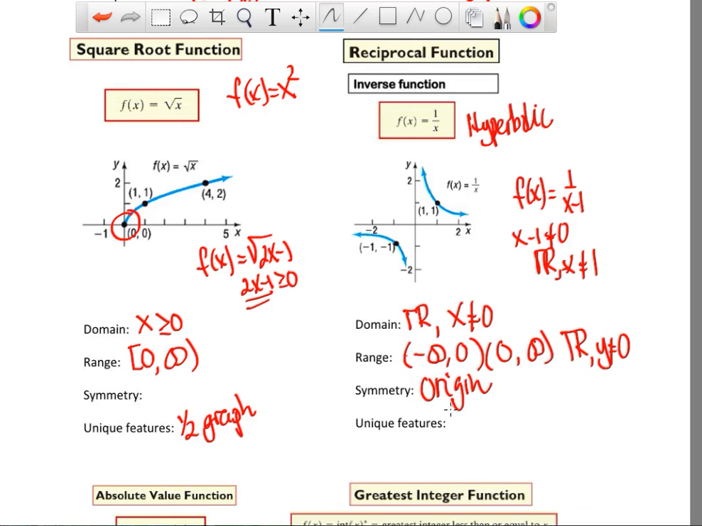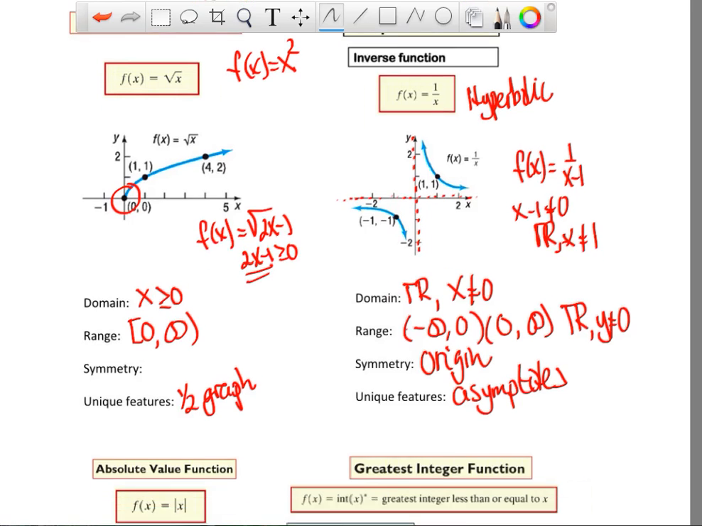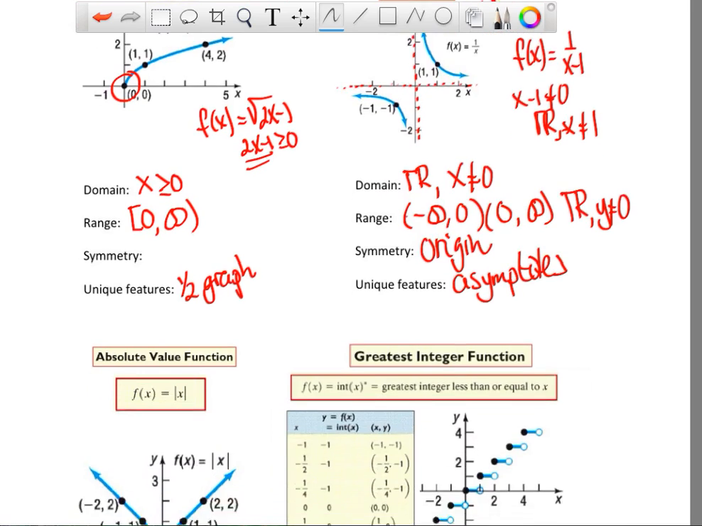And then the unique features, I definitely need to mention here that it has asymptotes. So on this picture, this is an asymptote. The x-axis is an asymptote. The graph will approach it, but it will never cross the x-axis. And the same thing with the y-axis. The graph is going to approach it, but it's actually never going to cross. So asymptotes are important for hyperbolics.